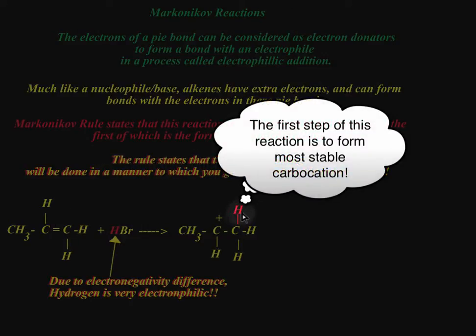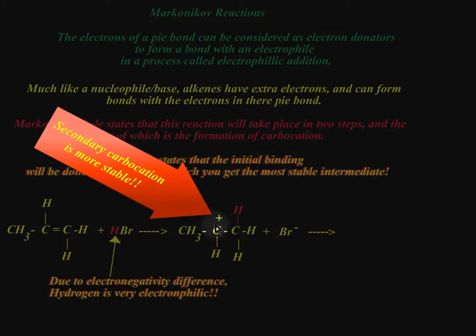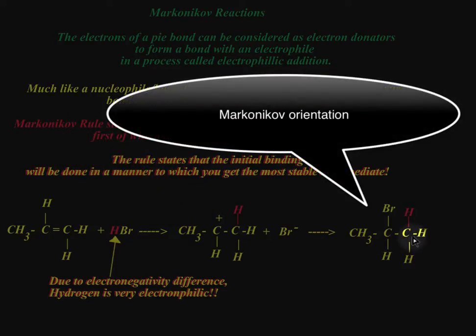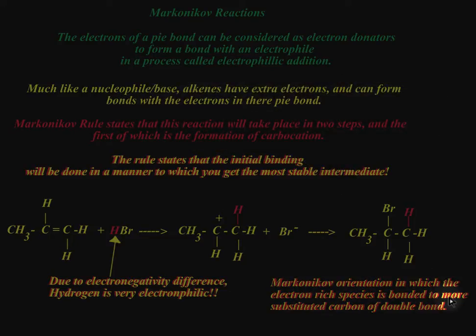So here's our hydrogen that we were looking at here. It's bound to the side with the most hydrogens. And now we have a bromide that's left with a bunch of electrons, and this bromide can come and bind here. All right? So the product that you get would be this. This is referred to as Markovnikov orientation, in which the electron-rich species is bonded to the more substituted carbon of the double bond.